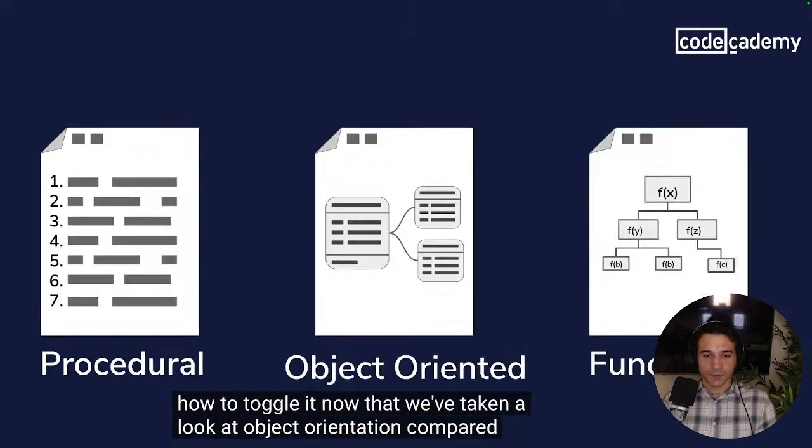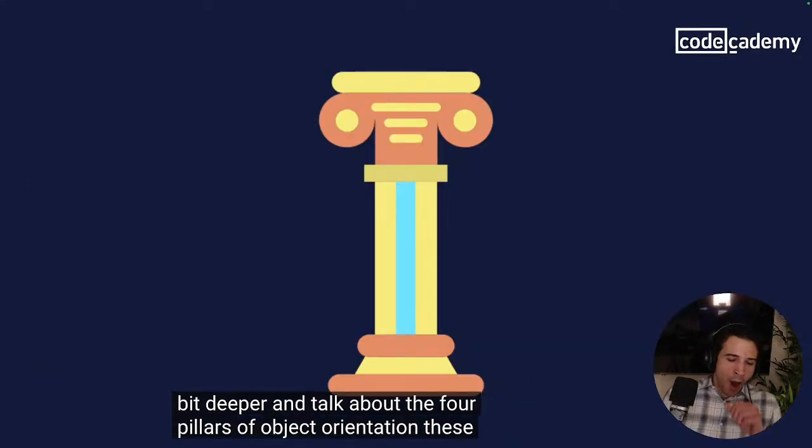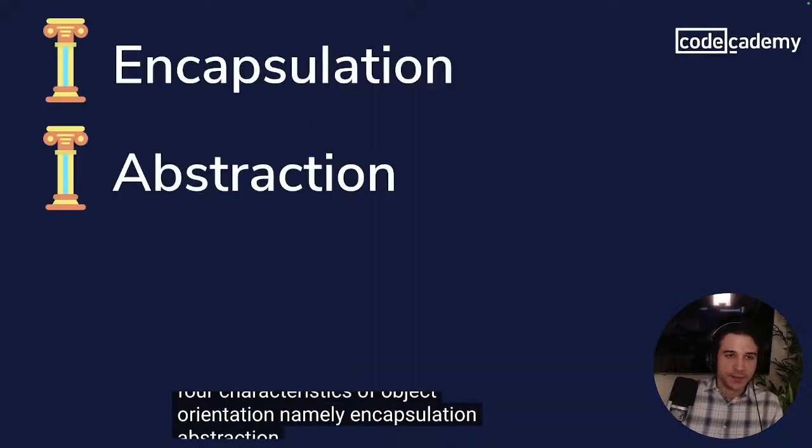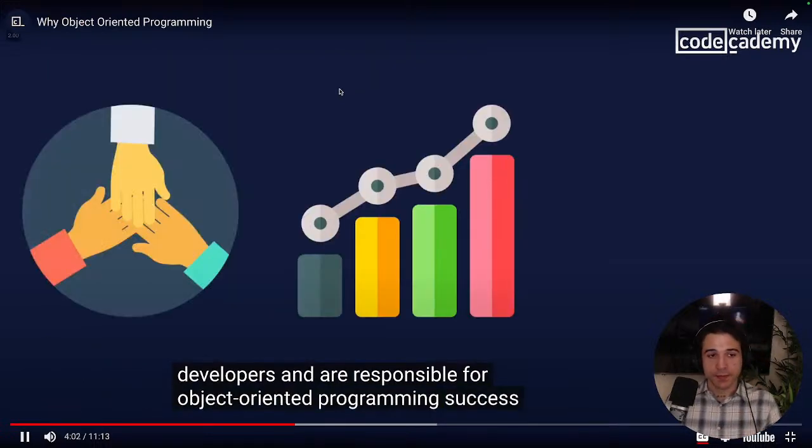Now that we've taken a look at object orientation compared to other popular paradigms like procedural and functional programming, let's dive a bit deeper and talk about the 4 pillars of object orientation. These are 4 characteristics of object orientation, namely encapsulation, abstraction, inheritance, and polymorphism, which provide endless benefits to developers and are responsible for object-oriented programming success in the development world.